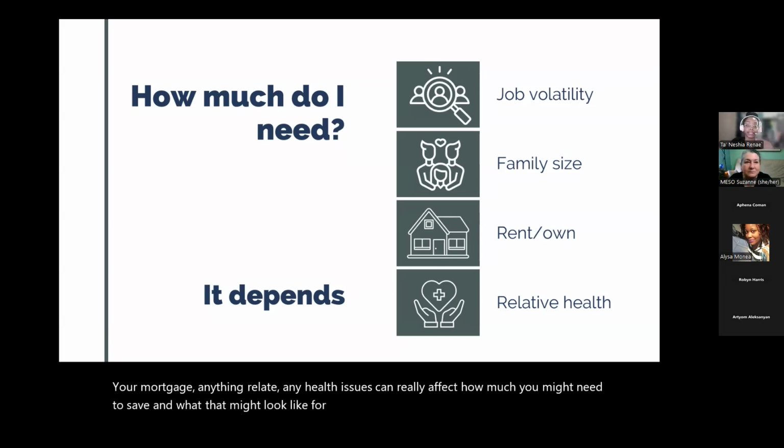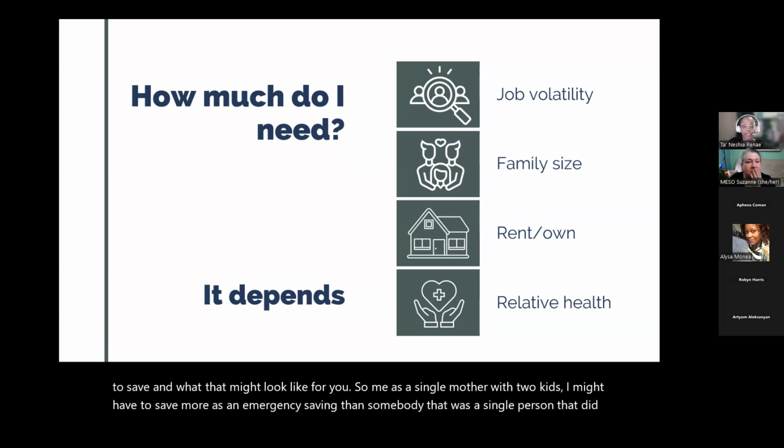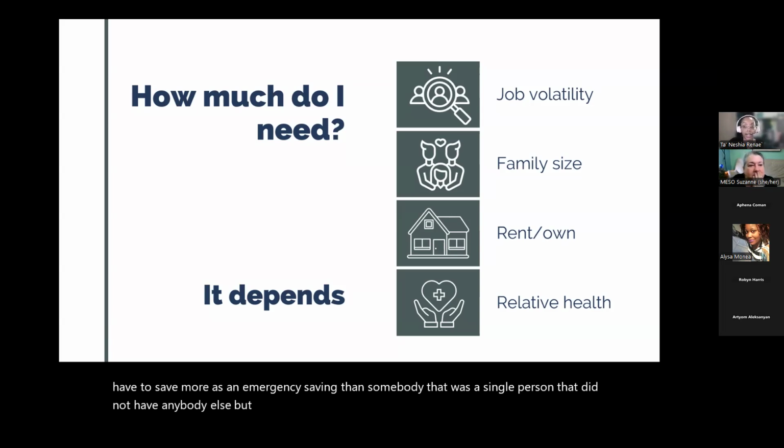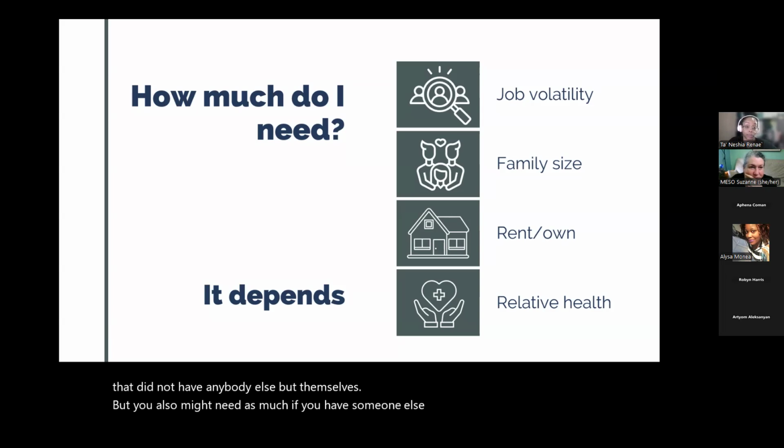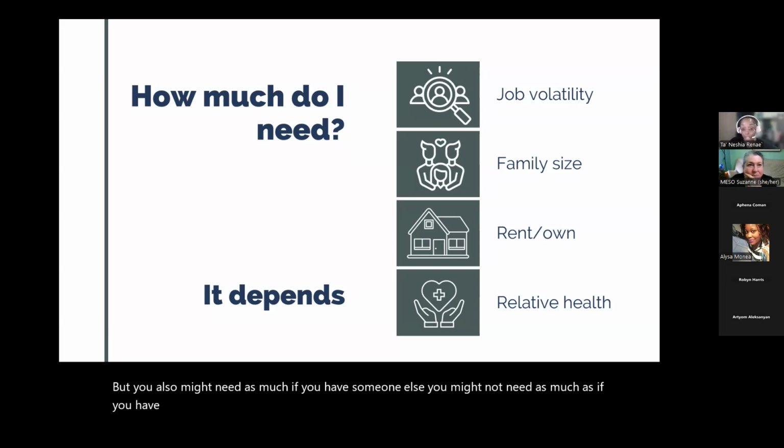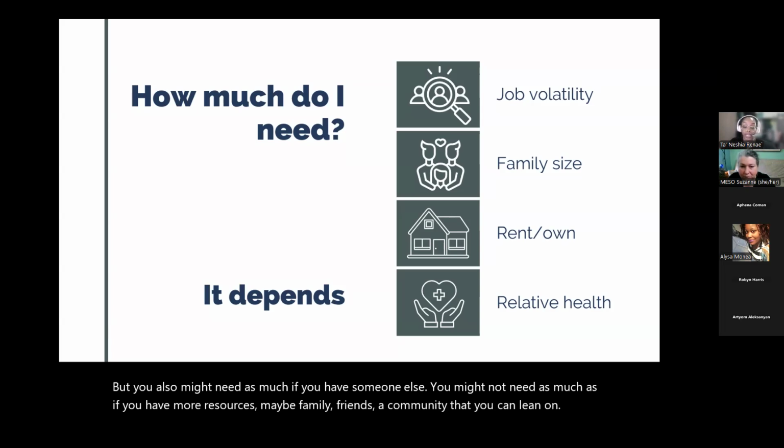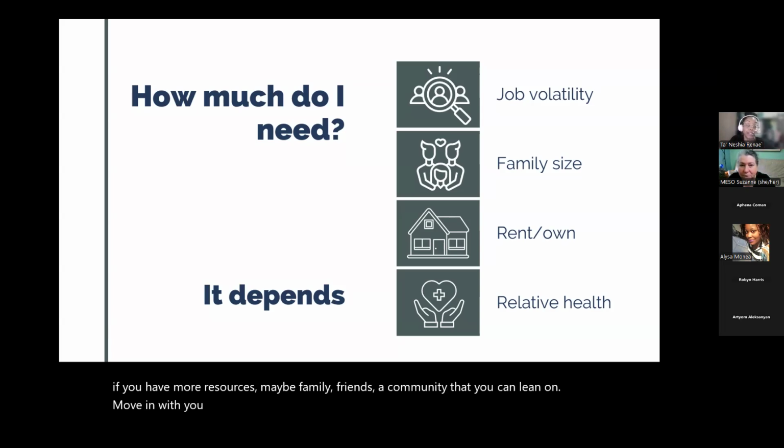So me as a single mother with 2 kids, I might have to save more as an emergency saving than somebody that was a single person that did not have anybody else but themselves. But you also might need as much if you have someone else. You might not need as much if you have more resources, maybe family, friends, a community that you can lean on, move in with. If you don't have a car note, you take the bus to work or a bike or something like that.